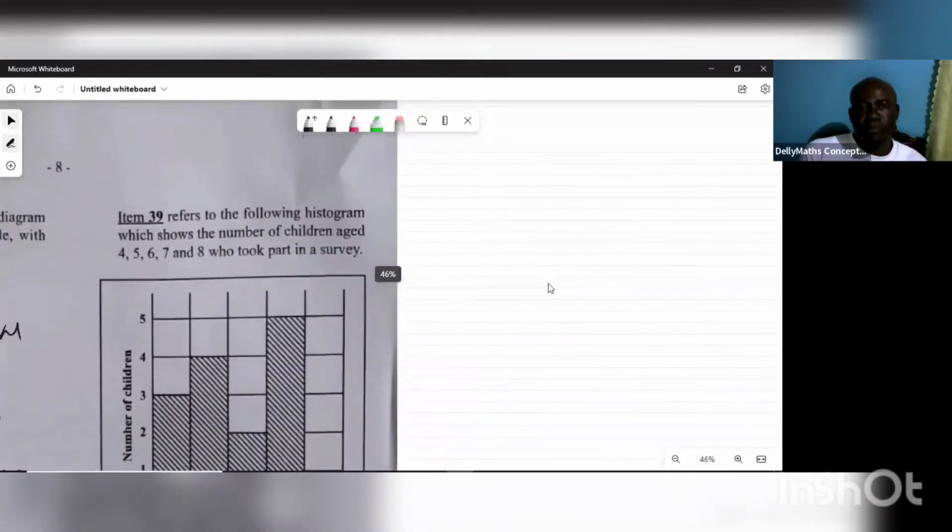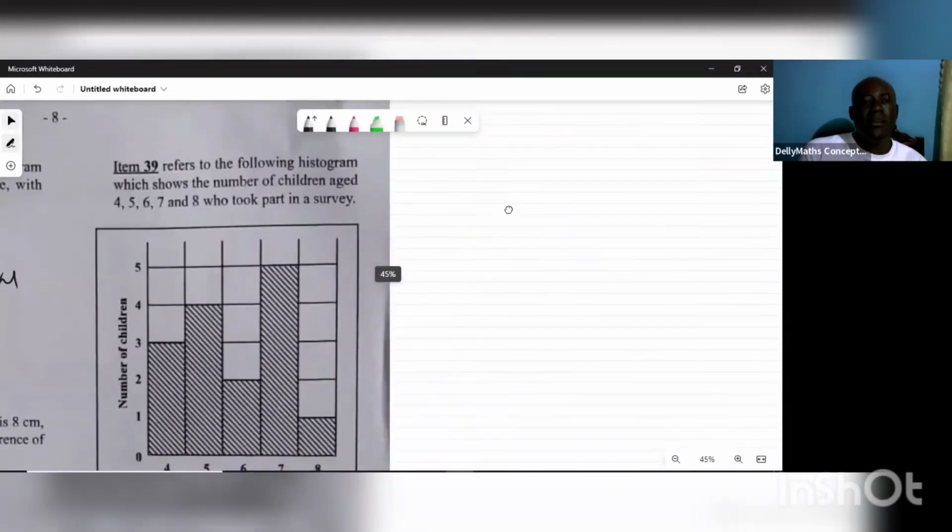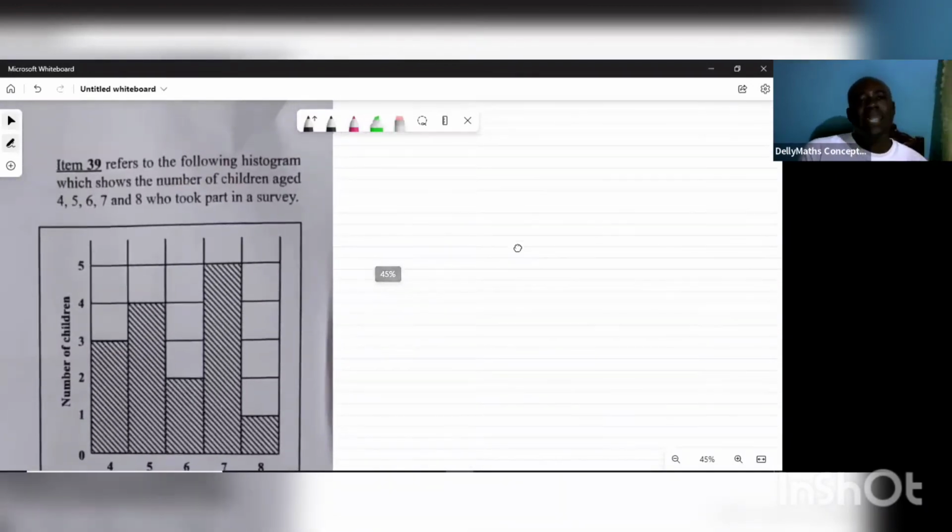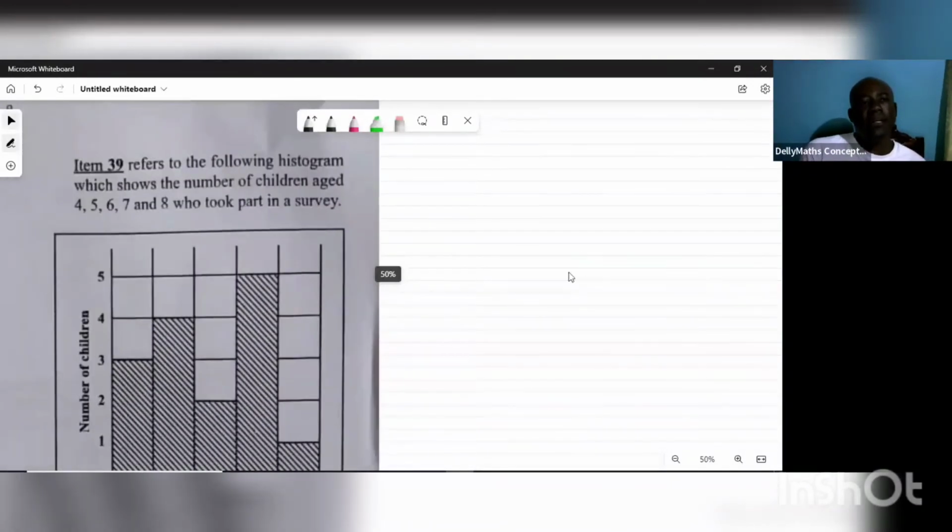Question 39. It says item 39 refers to the following histogram, which shows the number of children aged 4, 5, 6, 7, and 8 who took part in a survey.